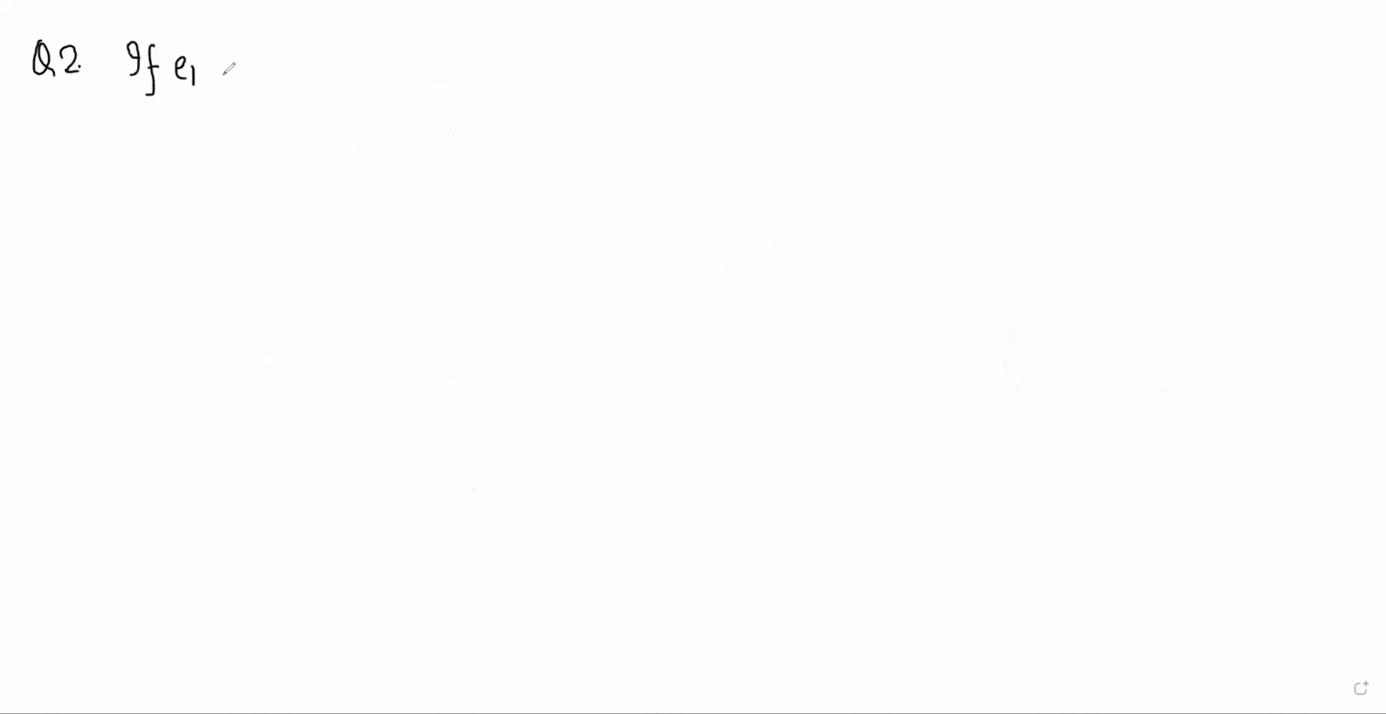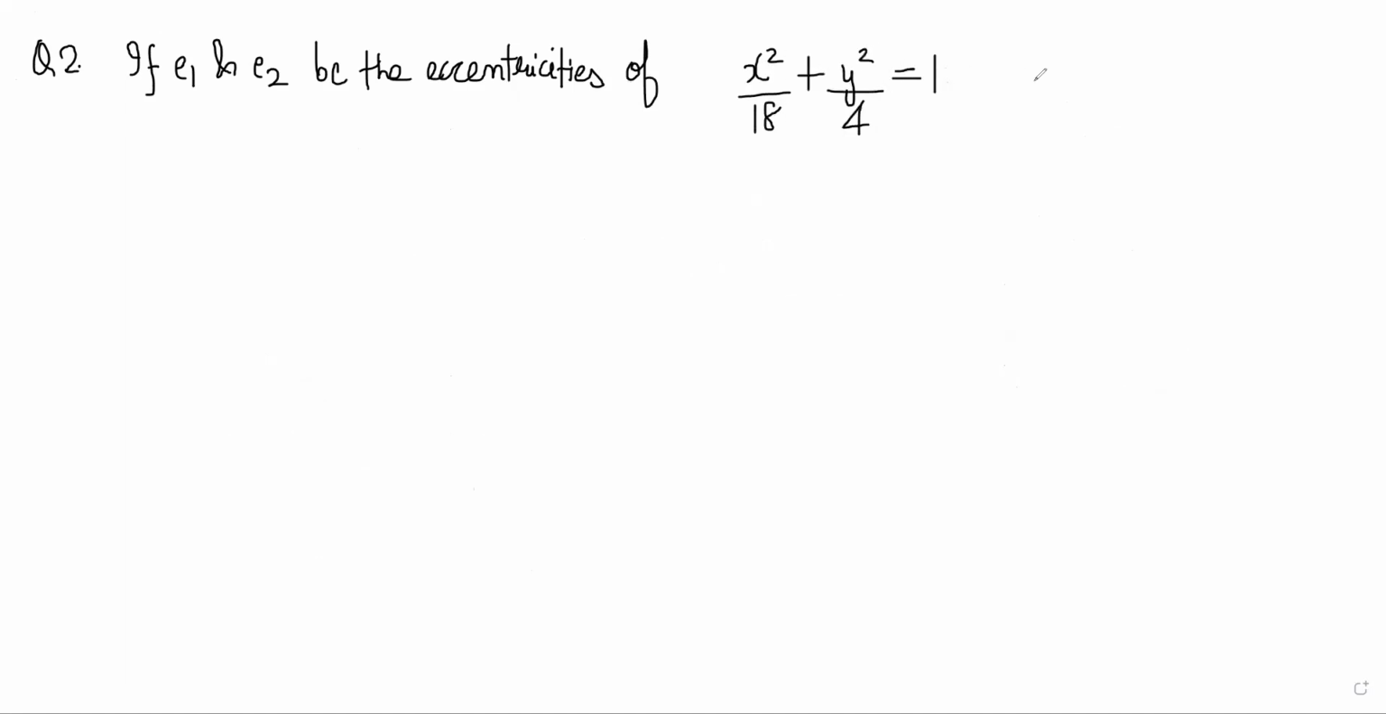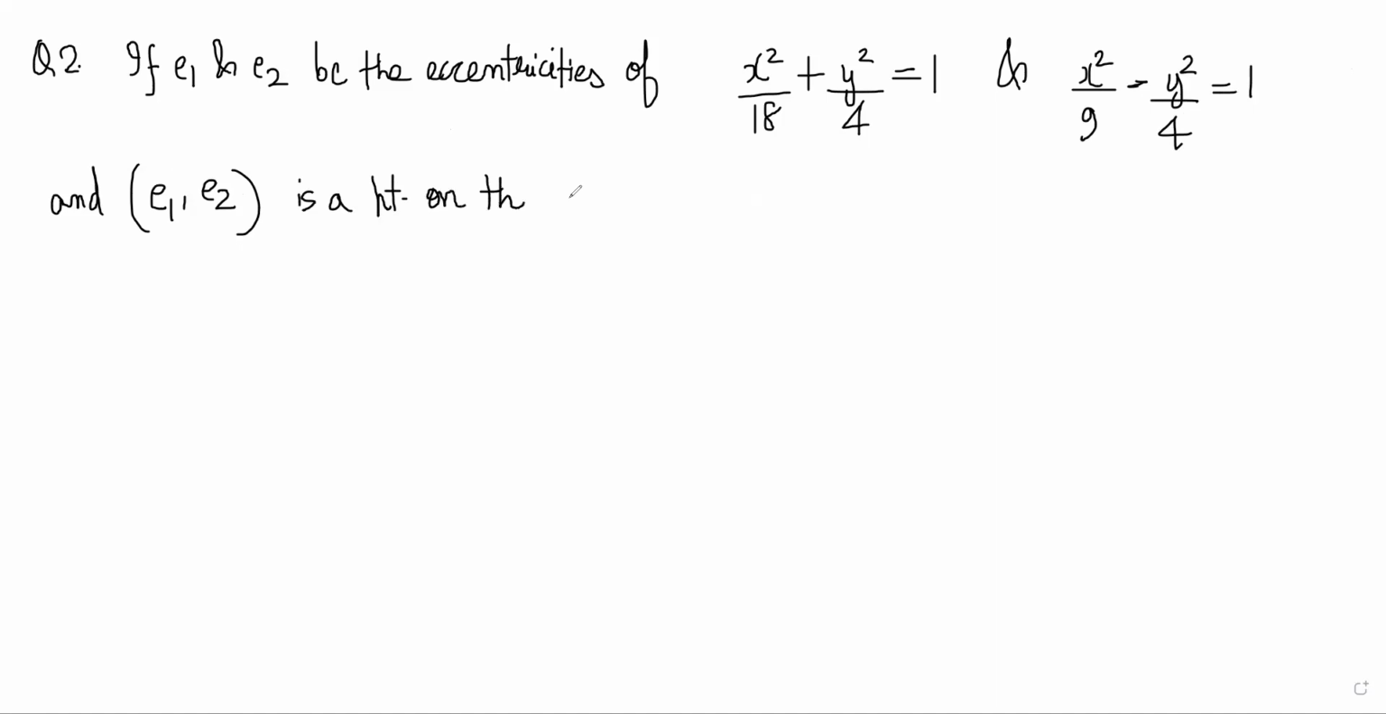If E1 and E2 be the eccentricities of x square by 18 plus y square by 4 is equal to 1, and x square by 9 minus y square by 4 is equal to 1, and E1, comma E2 is a point on the ellipse 15x square plus 3y square is equal to k. Find k.